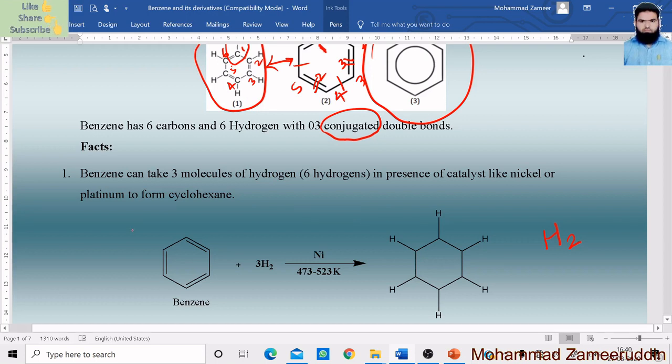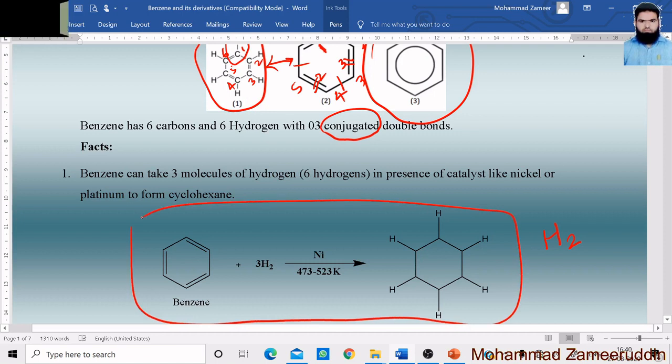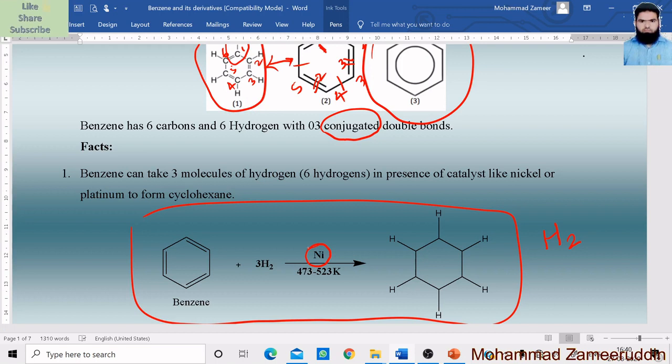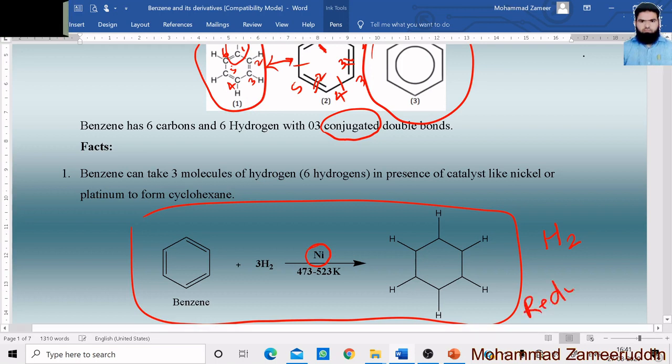So this reaction is possible with benzene: when benzene reacts with 3 molecules of hydrogen in the presence of nickel. Nickel is a catalyst, and this reaction is called a reduction reaction. We will see later what is the meaning of reduction and what is the meaning of oxidation.